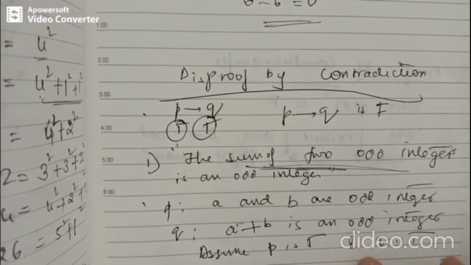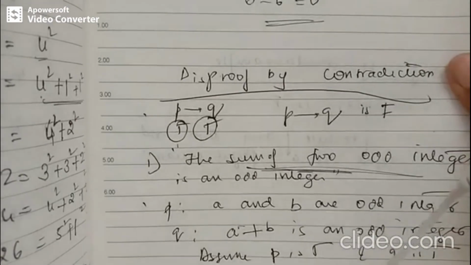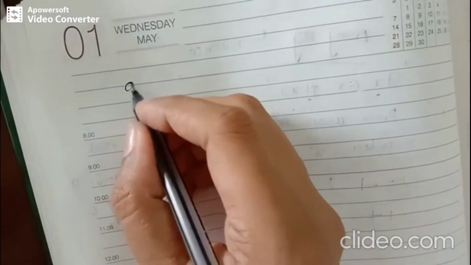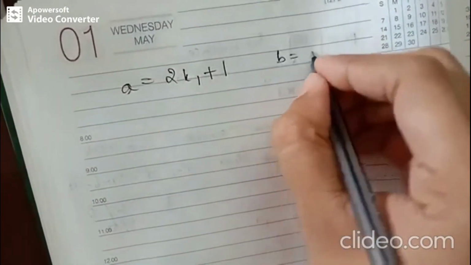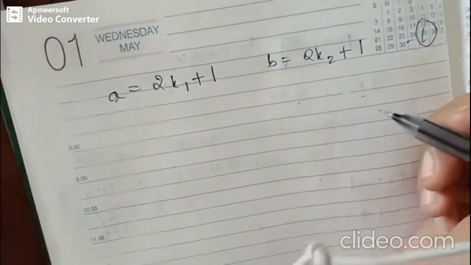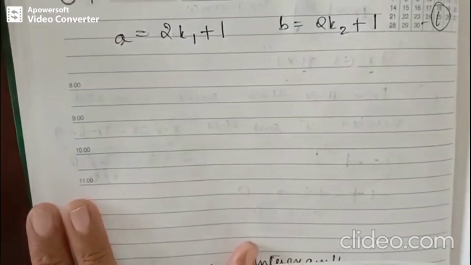That is, we need to say that A and B are odd integers. That means A is an odd integer, right? So how can I write A? A is 2k1 plus 1 and B is also 2k2 plus 1. Let me denote this by equation 1. I am writing both of them as odd integers.